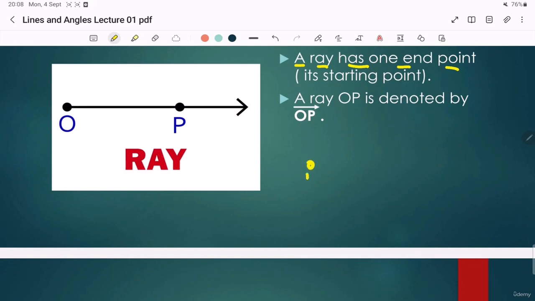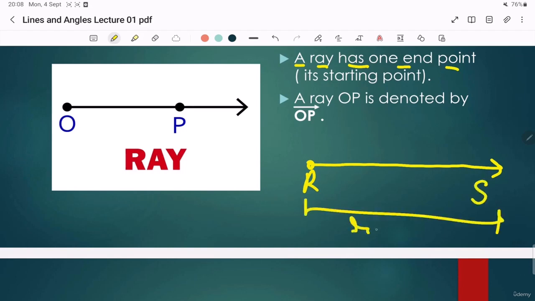Let's say I have one endpoint R. Now I am extending the other point endlessly. Let's say this endpoint is S. Symbolically, we write RS and draw a line with an arrow at one end. So symbolically, we represent a ray like this.